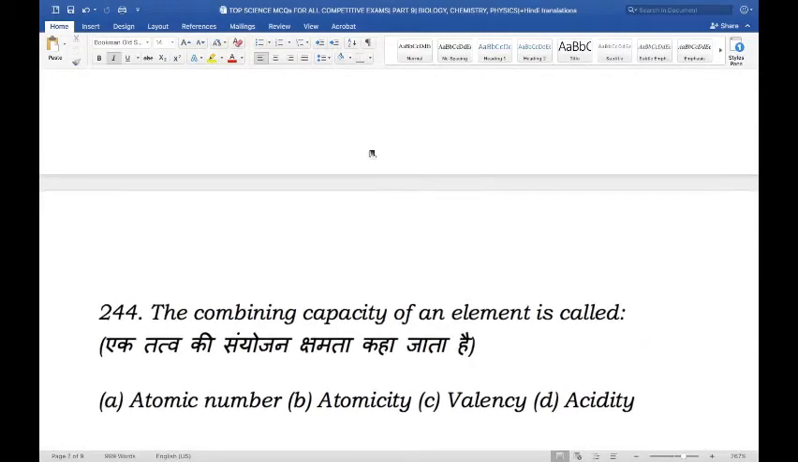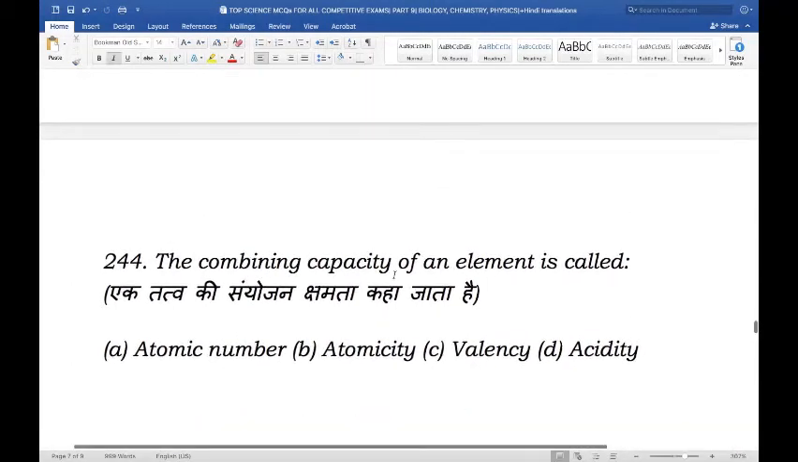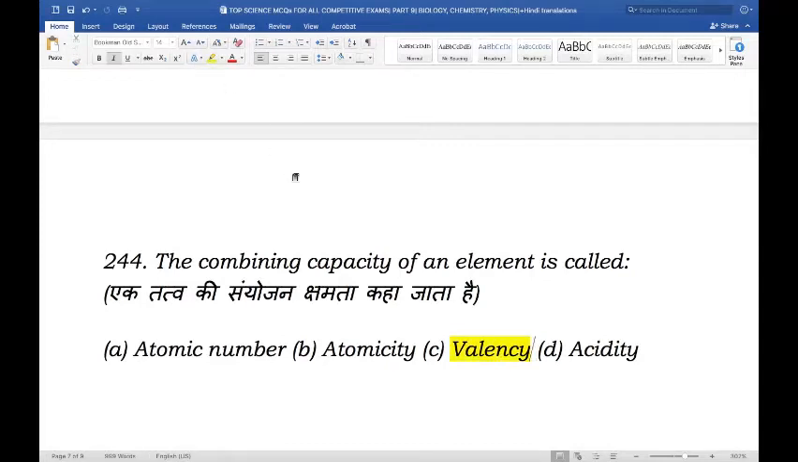Moving on to the next question. The combining capacity of an element is called: is it A. atomic number, B. atomicity, C. valency, or D. acidity? So the capacity of an element to combine with other elements is called C. valency. Valency refers to the number of valence electrons in the outer shell that take part in a chemical reaction.